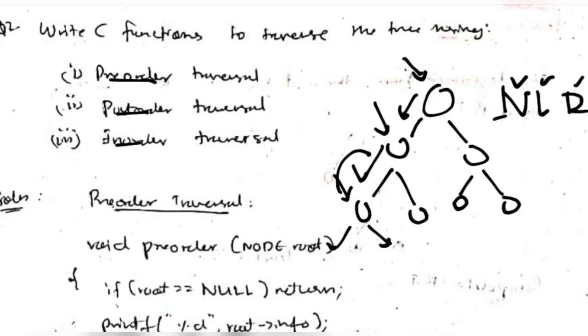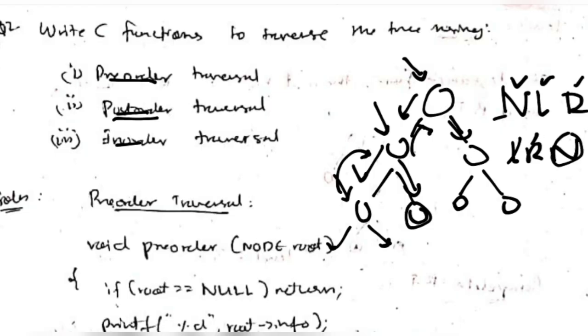If it's not, we will move back here, then we will go to right, then we will print this and we will move back here, and we will do the same thing for here also. Similarly for post order it is L, R, N. First we will move left, then right, then at last we will print the node. And for in order it is L, N, R.